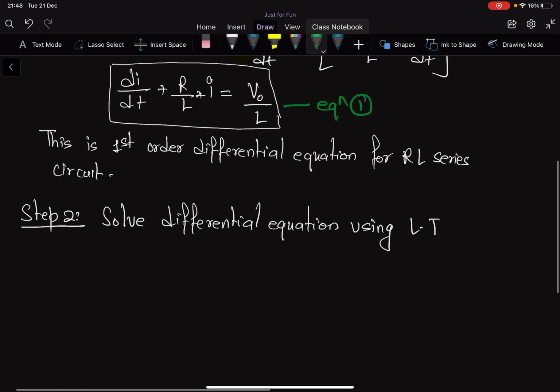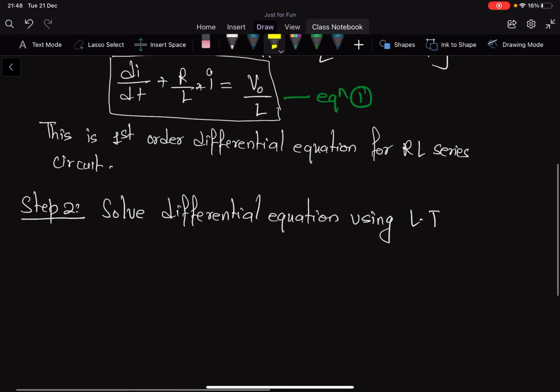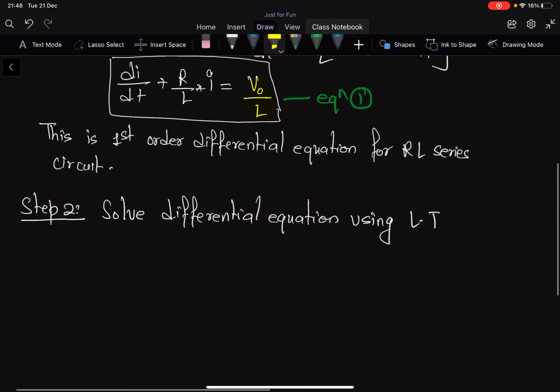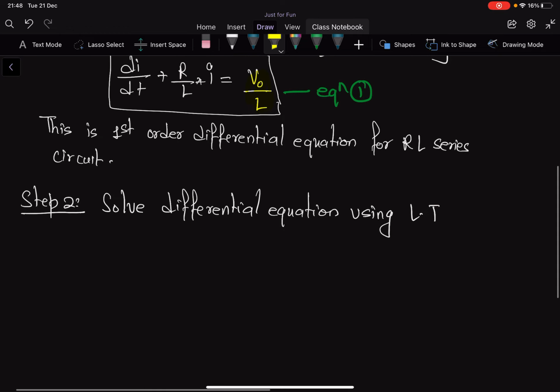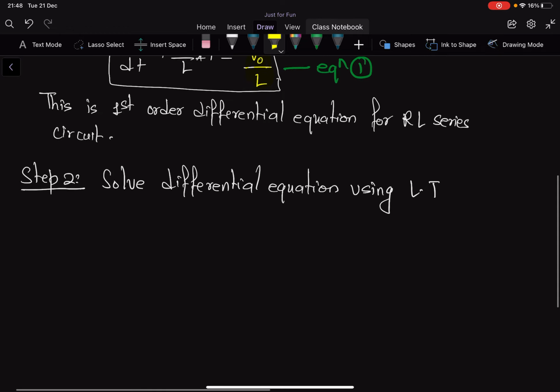If you look at this equation, we have a derivative, which is di over dt. We have I, so this I is a variable, and then we have a constant, which is V naught over L. So there are 3 formulas we need to convert that into the frequency domain. Now, what is frequency domain?